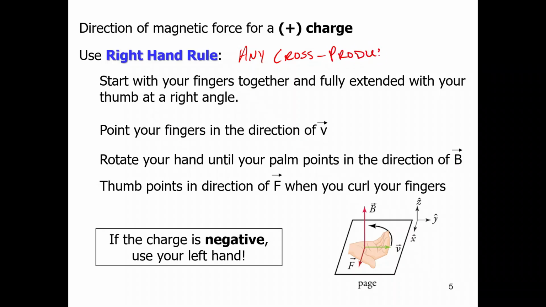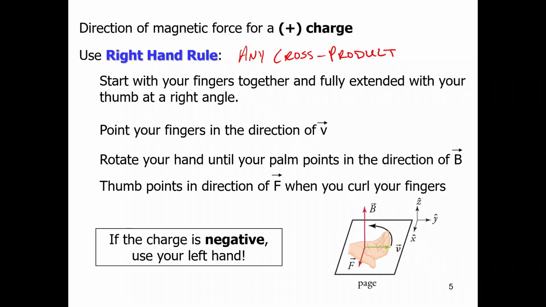You might not have seen a right-hand rule for a cross product because this is an algebra-based course. So this might be completely new to you. But if you look up right-hand rules, there are a whole bunch of them for electromagnetism. Magnetism in particular has a lot. We're going to do a lot of those right-hand rules.